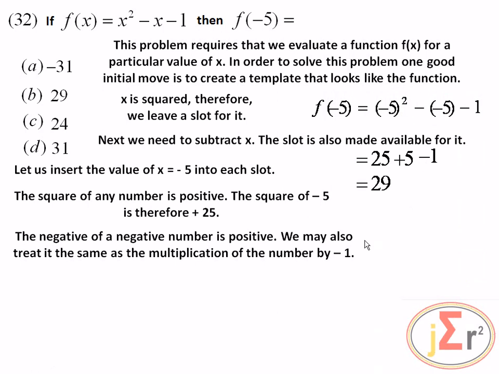25 plus 5 is 30. Minus 1 is 29. And that is our answer. That is option B.